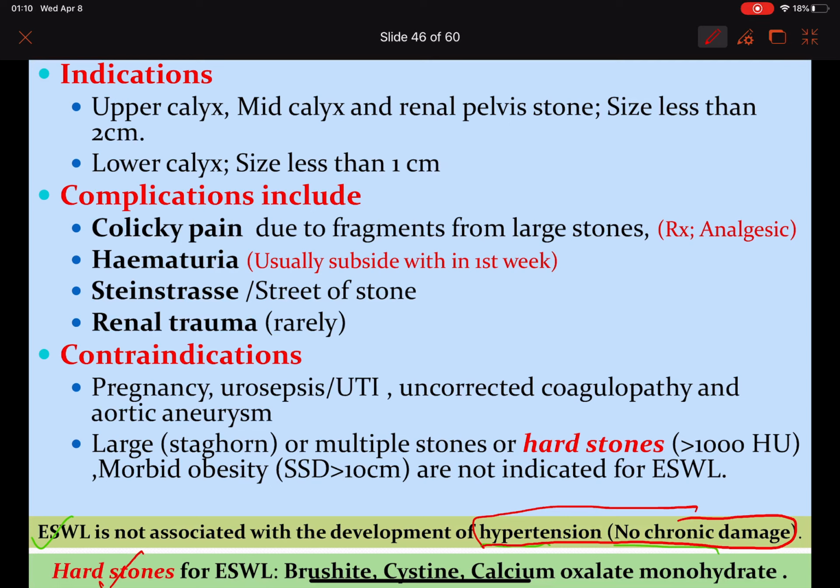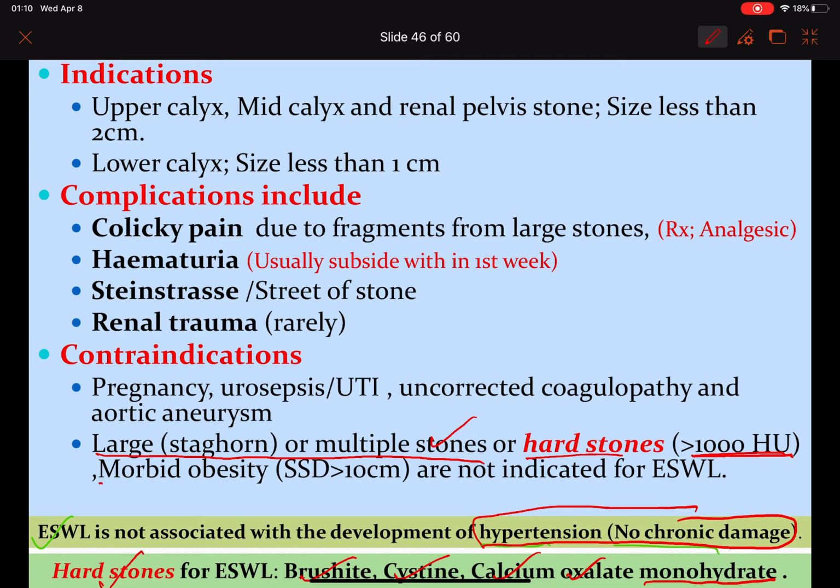As I've already told you, for a large stone size of more than 2 centimeters, or more than 1 centimeter in the lower calyx, we don't do it. For hard stones of more than 1000 Hounsfield units, like brushite, cystine, calcium oxalate monohydrate, not the dihydrate, these are harder stones which we cannot break by shockwave. So how do we know a hard stone? If the Hounsfield unit is more than 1000, it's a hard stone.